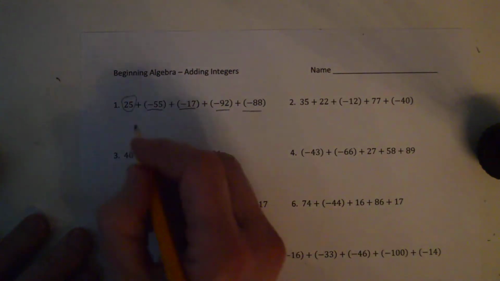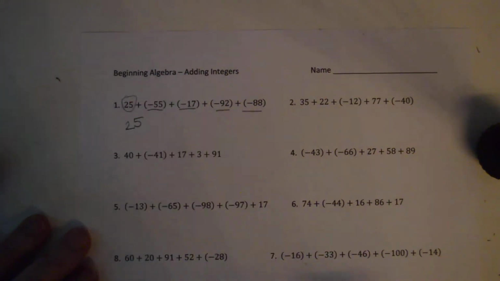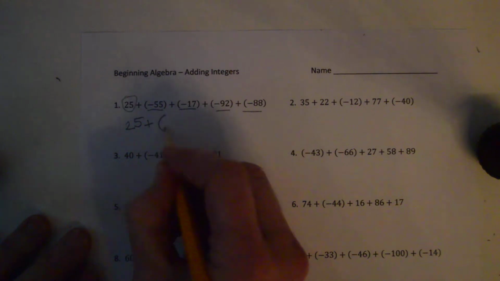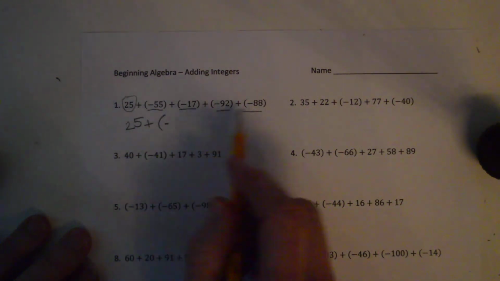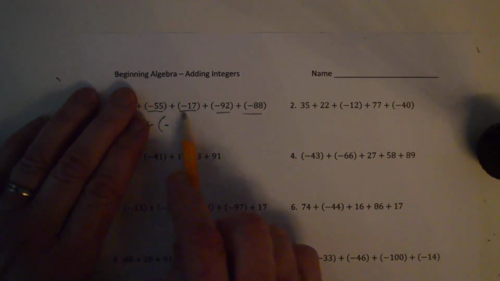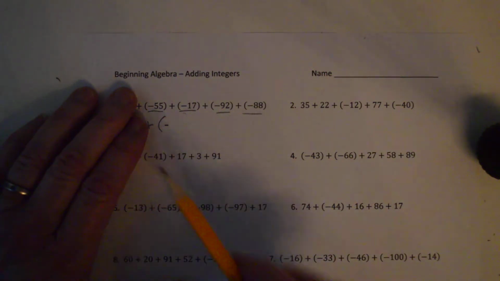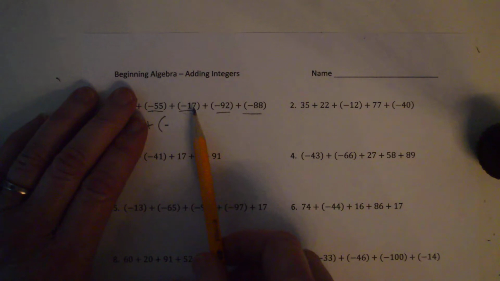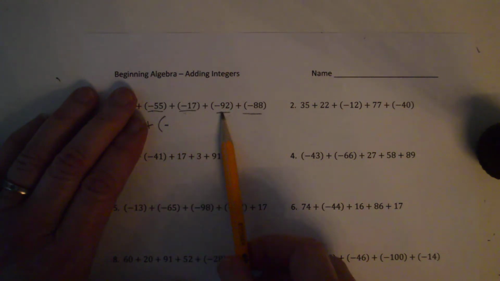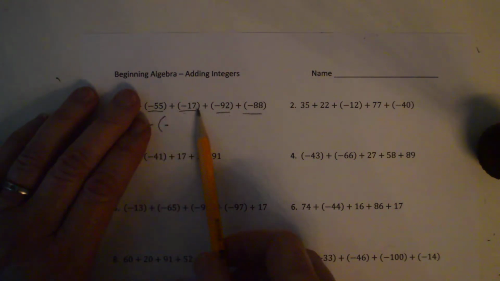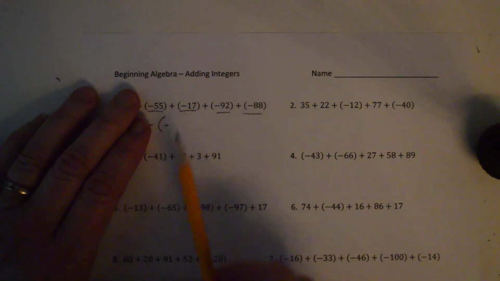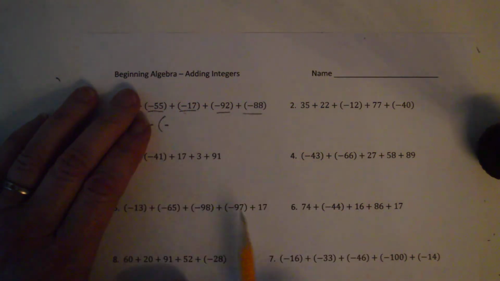So there's only one positive integer, that's just positive 25. And then to it, we're going to add the sum of all of these. Now, when we add all negatives together, hopefully you remember that you get a negative number. So what we're doing is adding 55, 17, 92, and 88, but you're just going to make it negative. They're all negative to begin with. When we add all negatives, we get a negative.